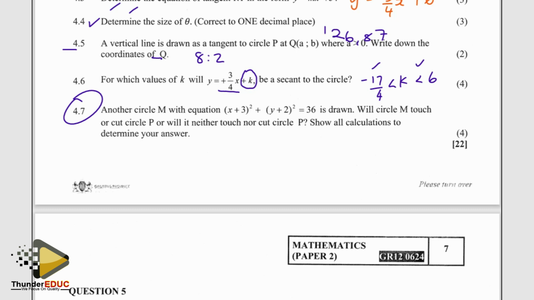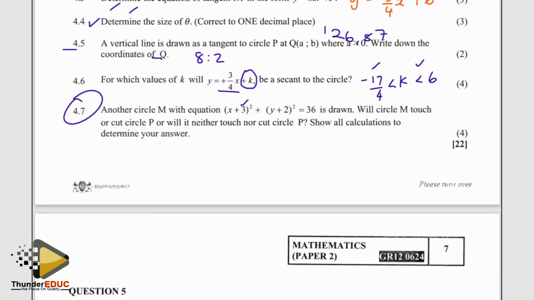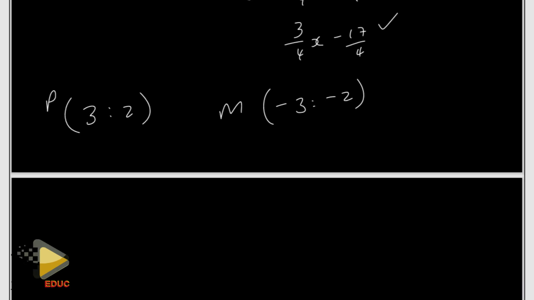So for the 2 circles, I know that originally with the equation that we had, 3, 2 as the center coordinates. Now here we're having negative 3 and negative 2. And then the radius of P was 5. Now the radius of M is 6. So I'll start by getting the sum of the radii, which is 5 plus 6, which gives me 11.